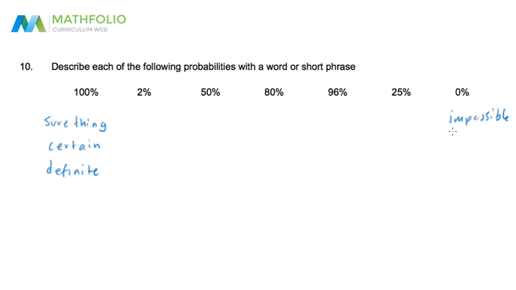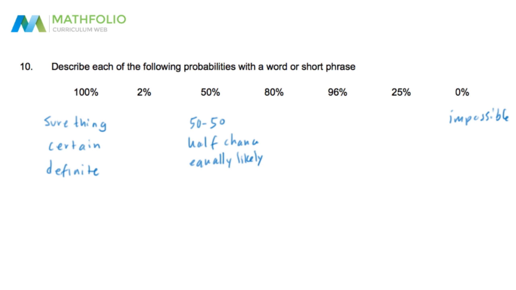Now, 0% on the other hand is impossible. For example, probability of rolling a number 7 on a 6-sided die. It's impossible. You're never going to do it. Now in the middle of both of those is 50%. So you could call this 50-50. You could call it a half chance. If probability of rain is 50%, it means there's a half chance of rain. You could say it's equally likely.